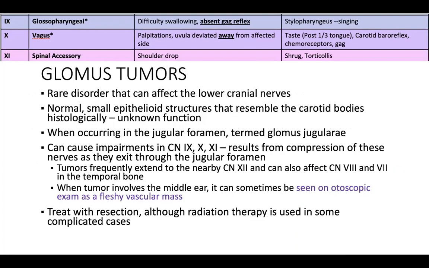Okay, glomus tumors are going to affect 9, 10, and 11. It's really rare, and it can sometimes be seen on an otoscopic exam as a fleshy vascular mass. And so resection and radiation are used.